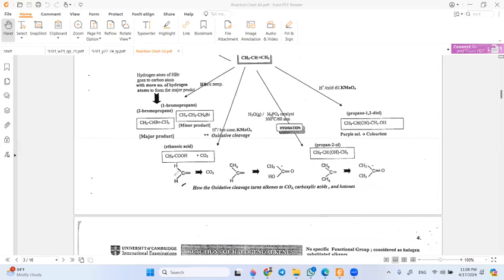So when there are two hydrogen atoms, it gives carbon dioxide. When there is one hydrogen, it gives ketone. Sorry, aldehyde and carboxylic acid. With two alkyl groups, it gives ketone. Right. Hope you all are okay with the reactions now.